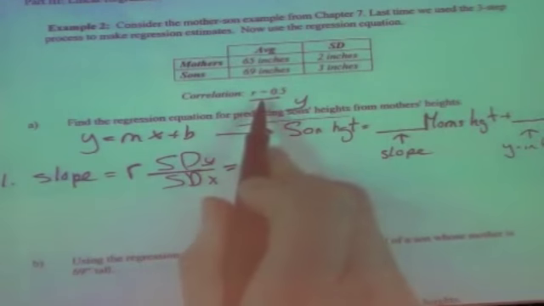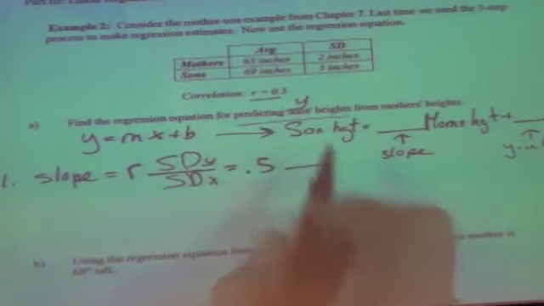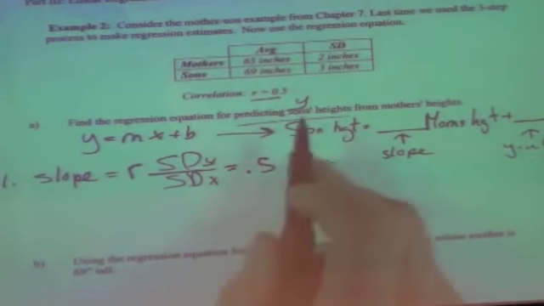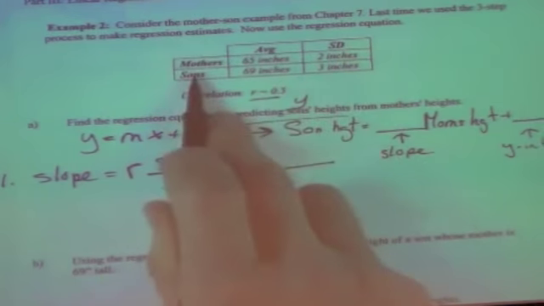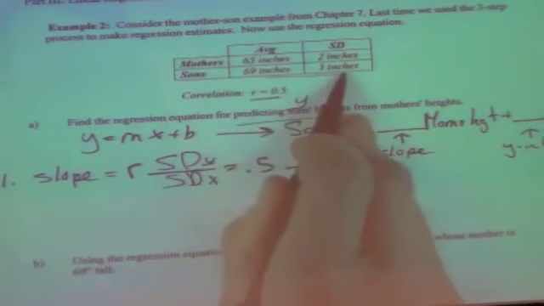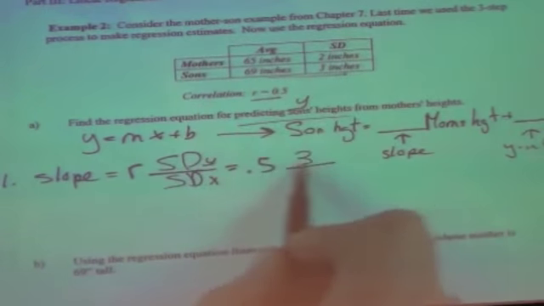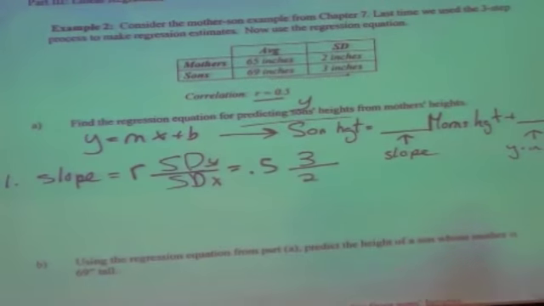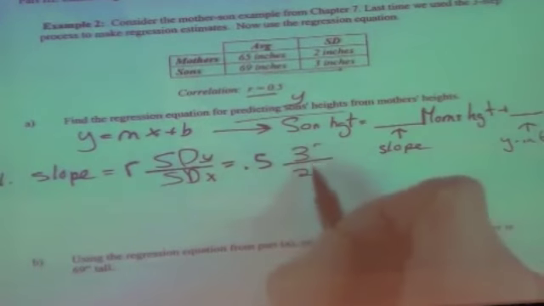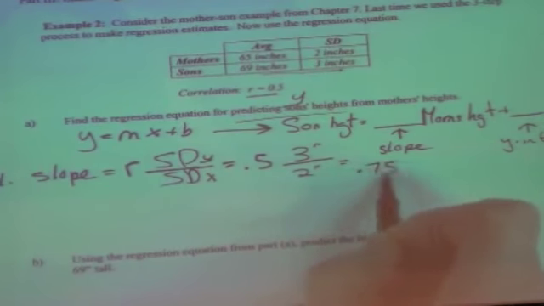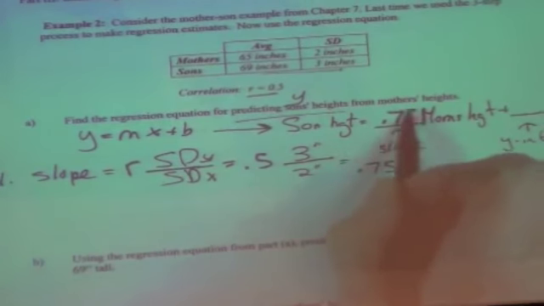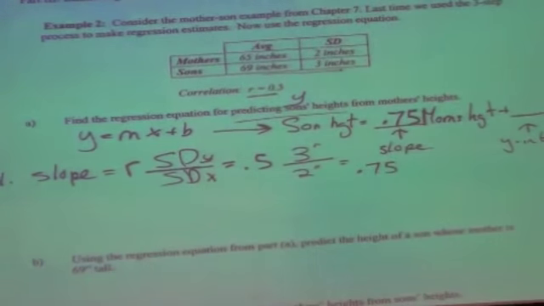0.5 is r, and now you've decided that whatever you're predicting is y. So look for the standard deviation. Sons are y. So 3 over 2. It has to be. Does everybody see that? Does everybody see that? So that's 0.75. So you stick that right in here. How many people got that far?